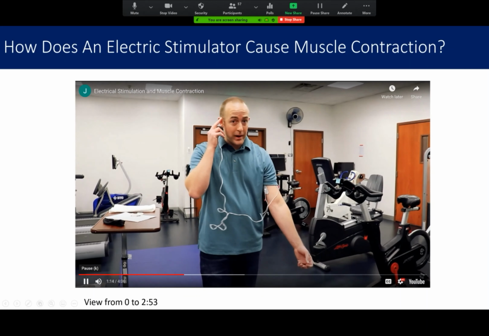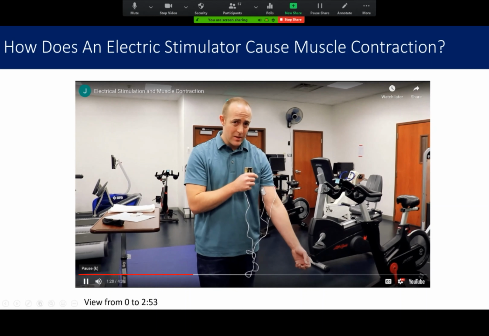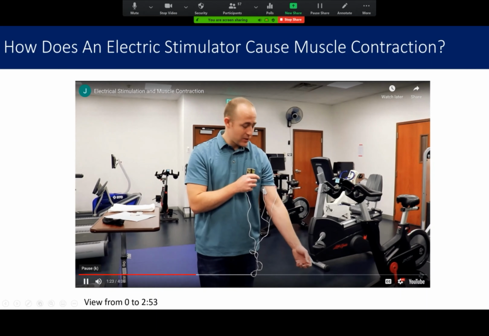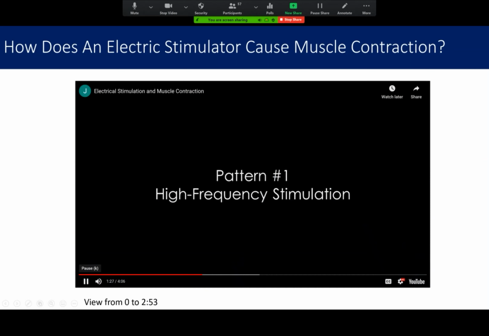I can tell you it's not my brain. My brain is not thinking about doing this right now. It's happening completely on its own. So there's something in the muscle that senses this electricity and causes contraction. What is it?